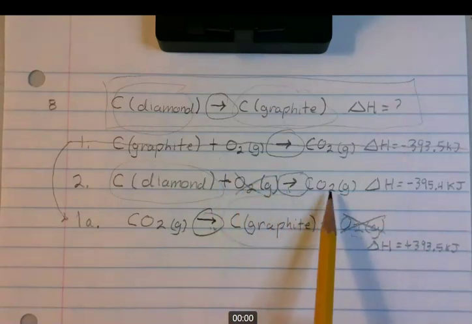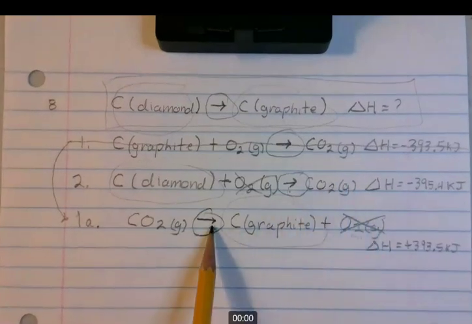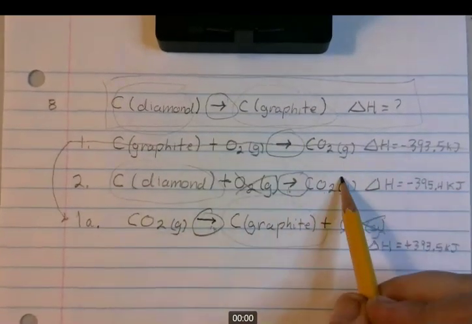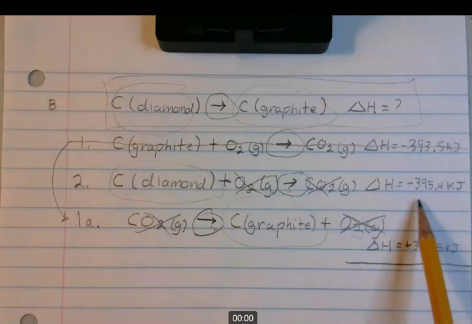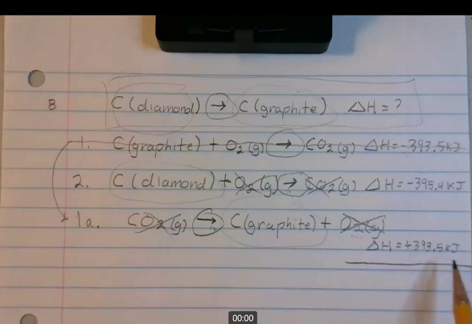And on the right side of this arrow, I have CO2. And on the left side of this arrow, I have CO2. So they cancel out. Everything canceled out except the carbon diamond and the carbon graphite to give us our equation. So now we just have to do the math by adding negative 393.4 to positive 393.5. And if you do that, you get a delta H of reaction of negative 1.9 kilojoules. So that means it's an exothermic reaction.